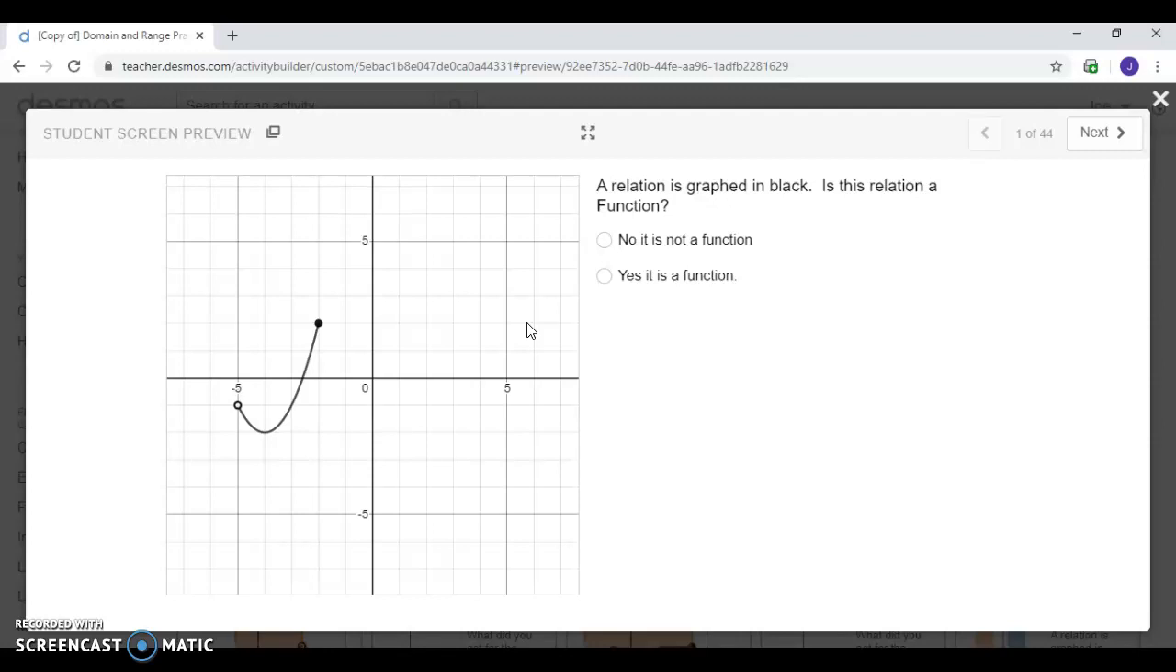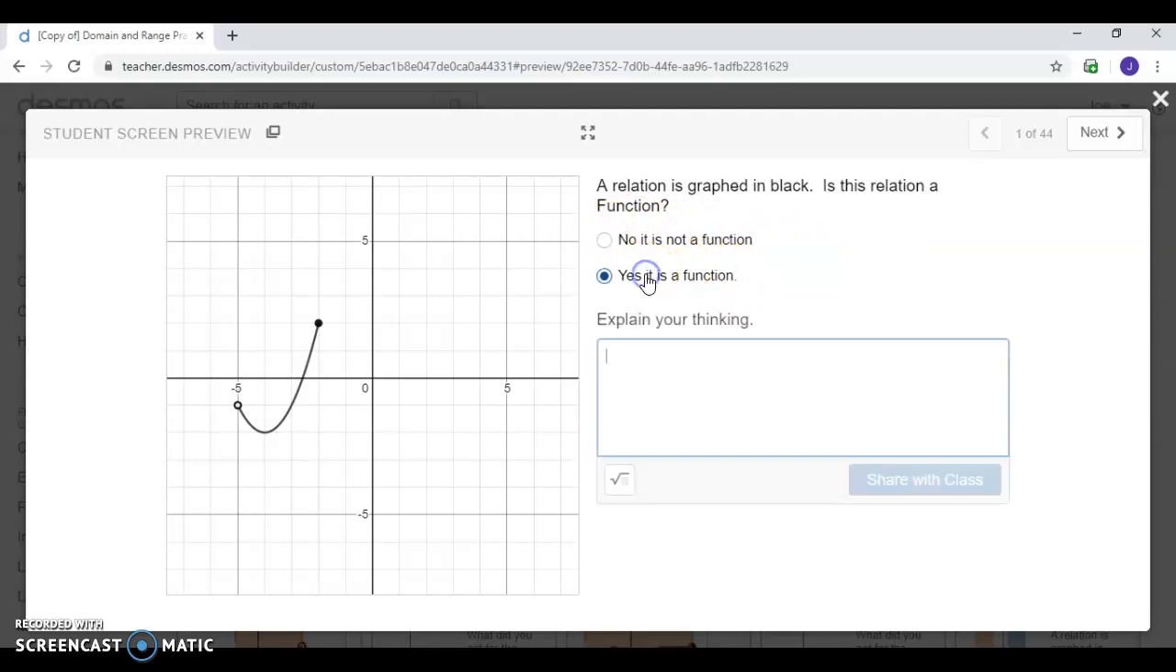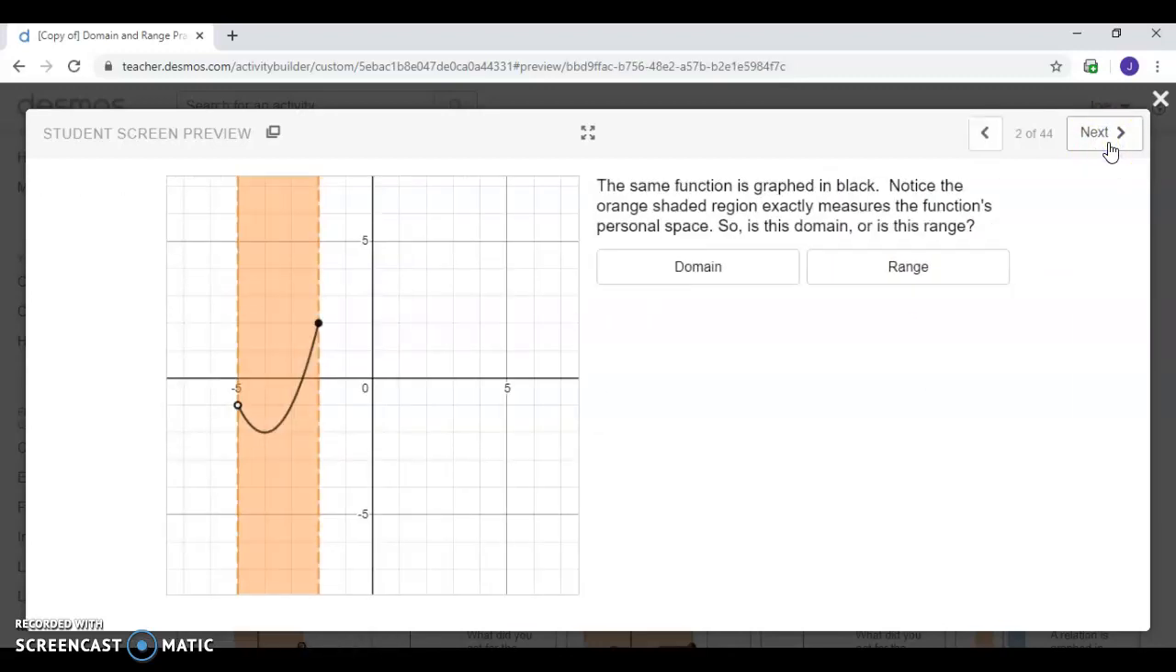And then I tell them even more generally that it's all of our possible input values. And so I would start by having them do this and asking them, is this a function or not? And yes, it is a function. They would need to explain their thinking, and on most of these slides, they're going to explain their thinking.